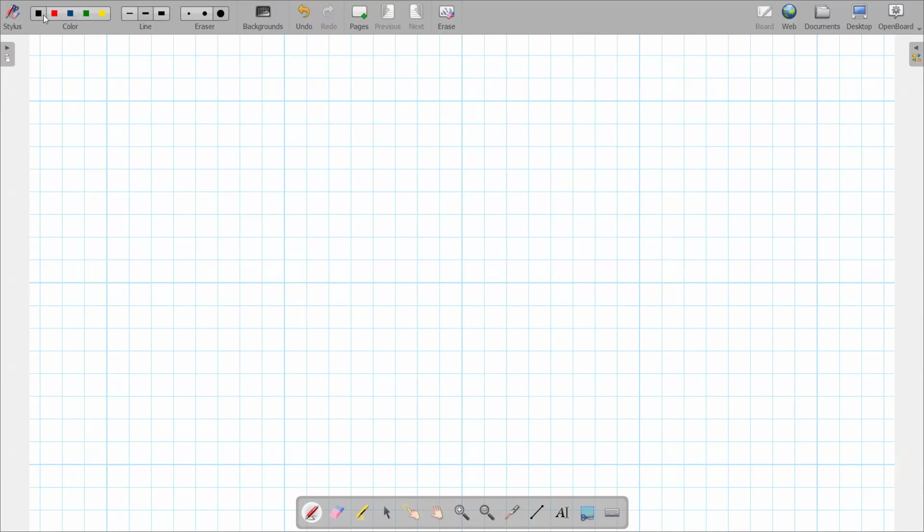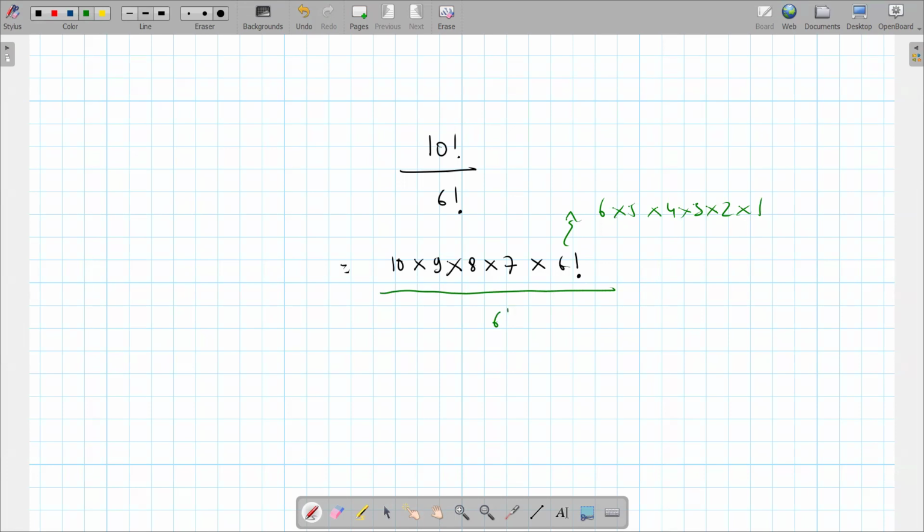What you can do is make it complicated. For example, what is 10 factorial over 6 factorial? Let's try solving this. 10 factorial is 10 times 9 times 8 times 7, times... because there's a 6 factorial on the bottom, I'm going to rewrite the numerator in terms of 6 factorial. Either you can do 6, 5, 4, 3, 2, 1, or you can simply do 6 factorial. And in the denominator, you have 6 factorial.